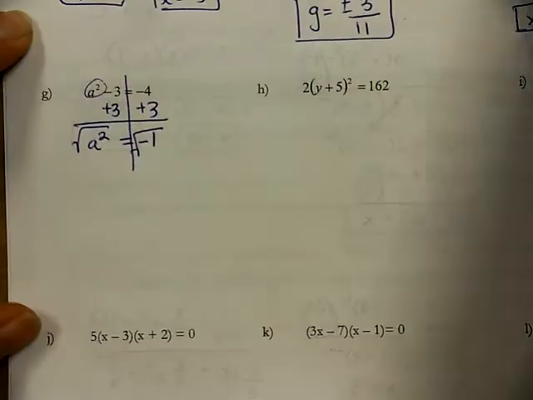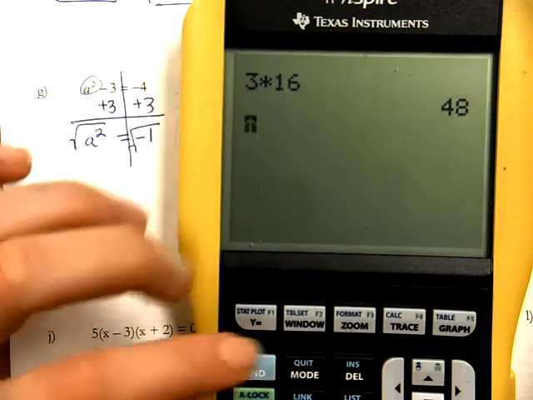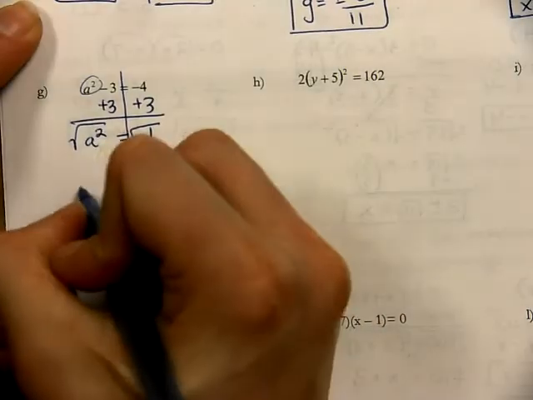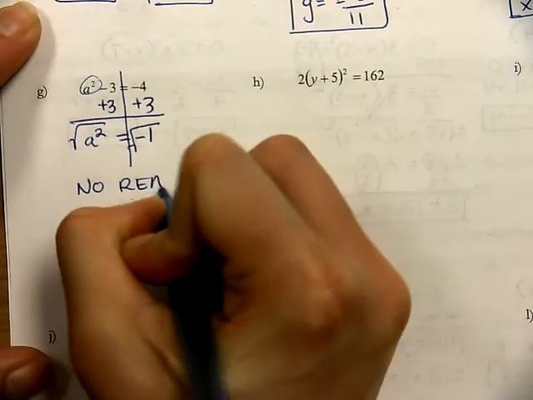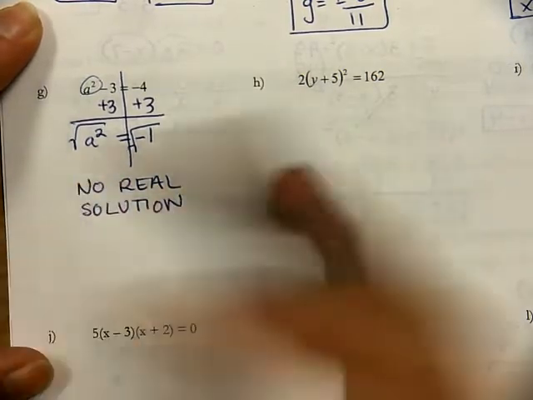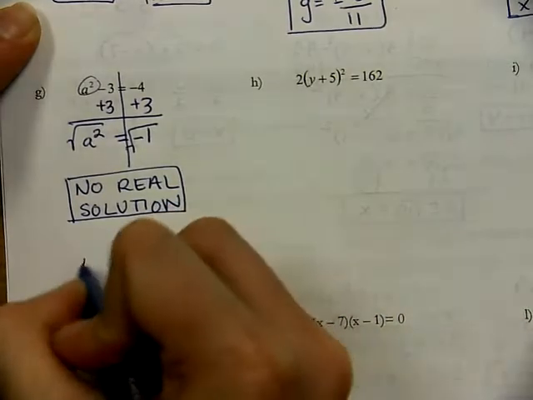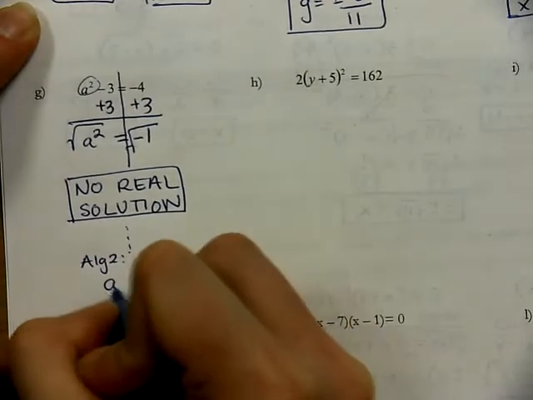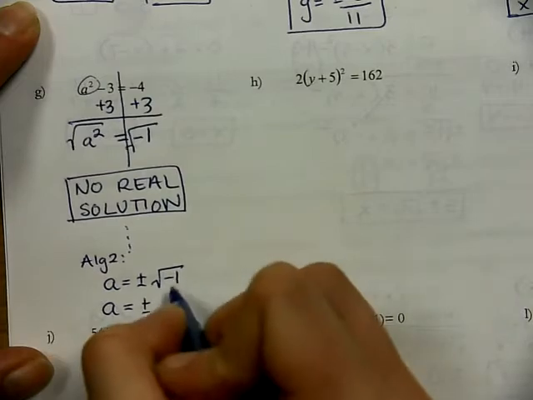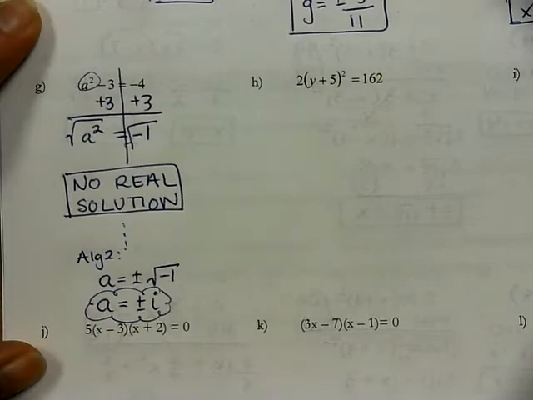So when we get to this, if in your calculator I tried to take the square root of negative 1, it's going to tell me non-real answer. So I can just say no real solution. I have to say no real solution because there are solutions, which might sound crazy, but there are imaginary solutions. So in Algebra 2, you're going to end up saying that a would equal plus or minus the square root of negative 1, and you will learn that the square root of negative 1 is i. We came up with this imaginary number i.